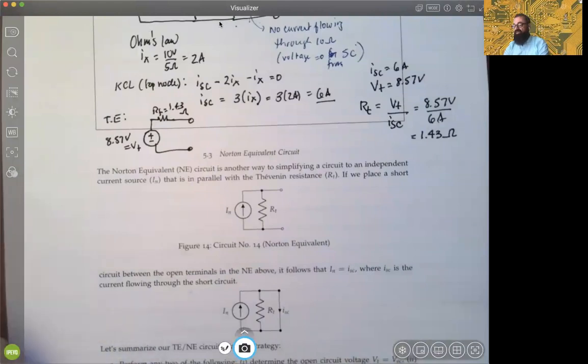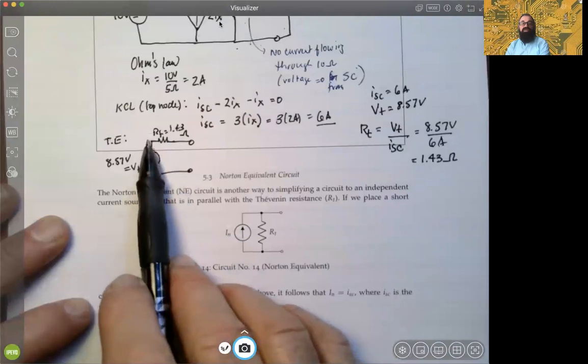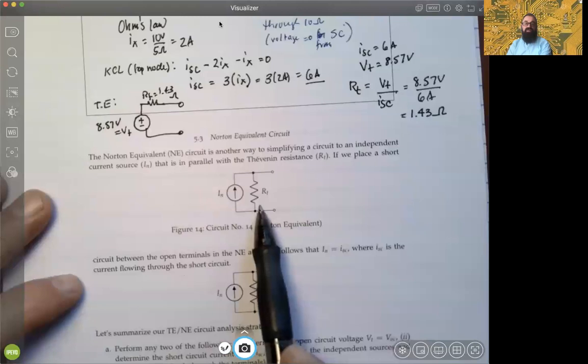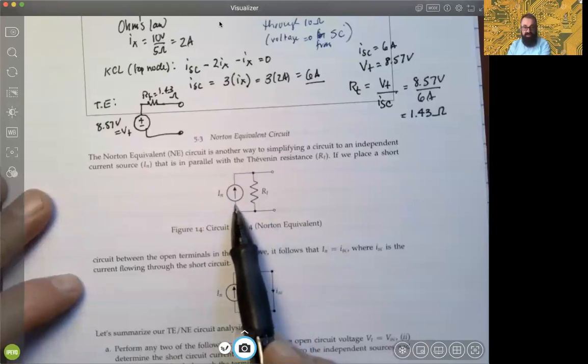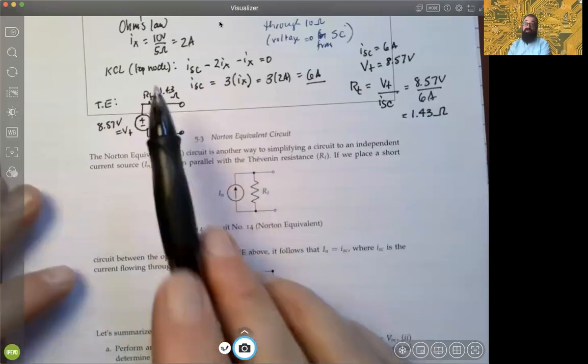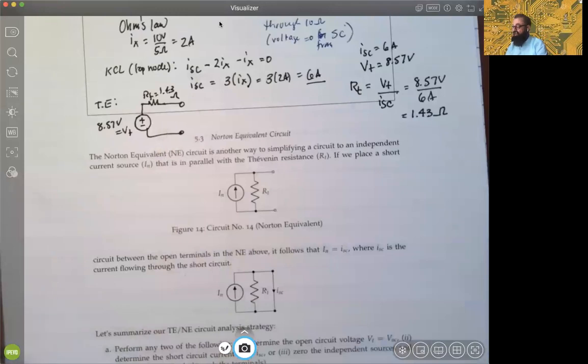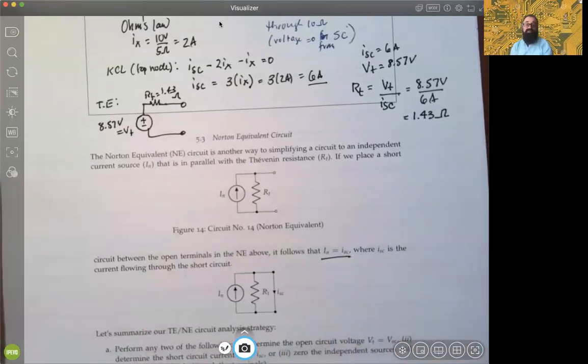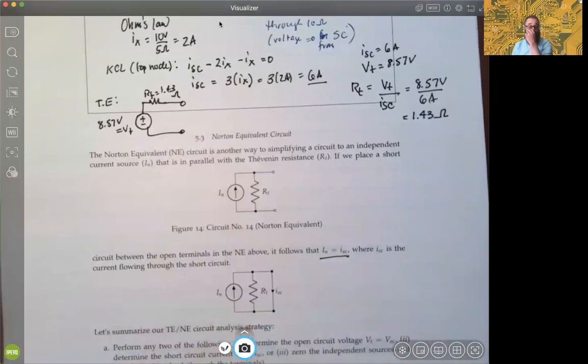The difference is this Thévenin equivalent is the resistance in series with a voltage source. This is the same resistance in parallel with an independent current source. But this resistance is the same as that resistance, all right? So that's very important. The relationship is very simple: the IN parameter is nothing but ISC. It's the same ISC we had before, where we would short circuit the Thévenin equivalent and get the ISC value. That, in fact, is what IN is for Norton, okay?